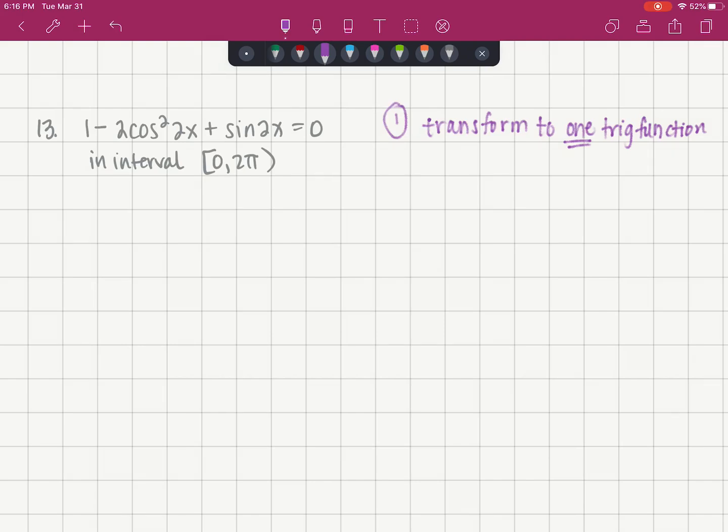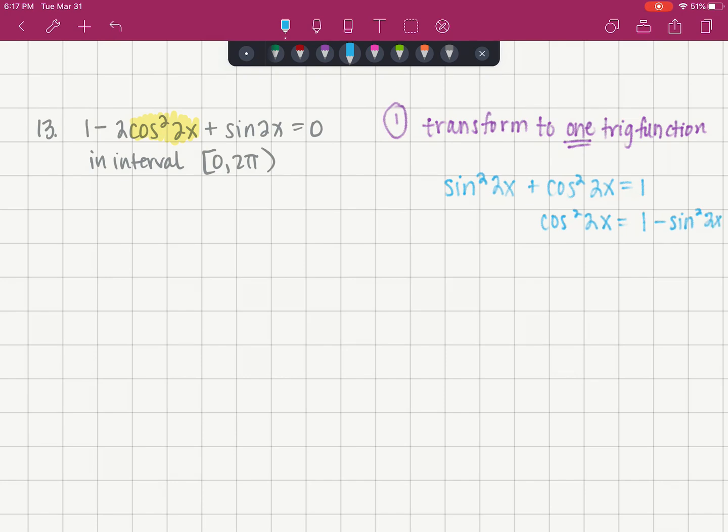So we're going to think about what our identities are. Those fundamental identities are going to tell us, well, I can't really change sine of 2x to anything, but I can change cosine squared of 2x in terms of sine of 2x. So I'm going to come off to the side over here and show you that. Sine squared of 2x plus cosine squared of 2x equals 1. So cosine squared of 2x is equal to 1 minus sine squared of 2x.